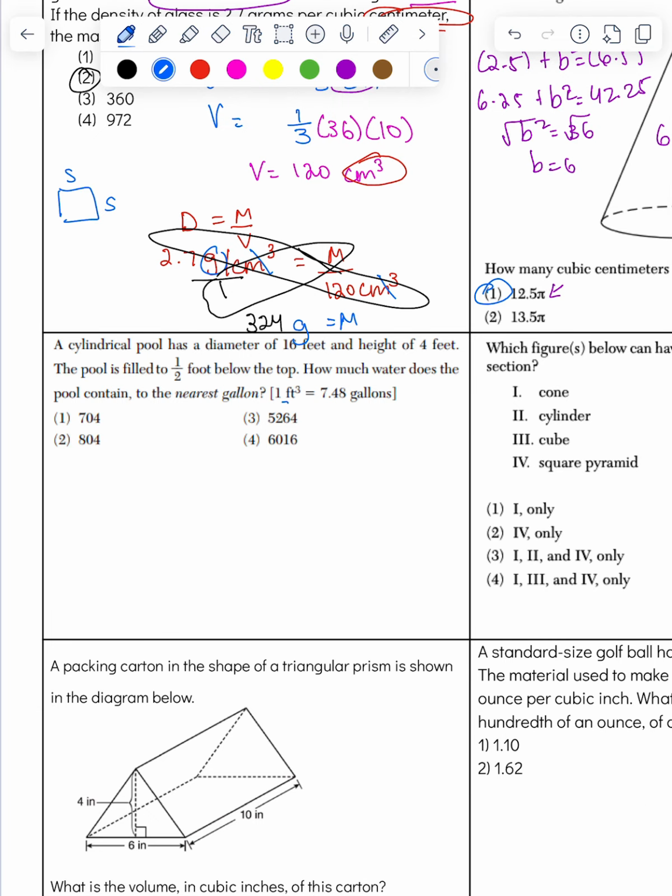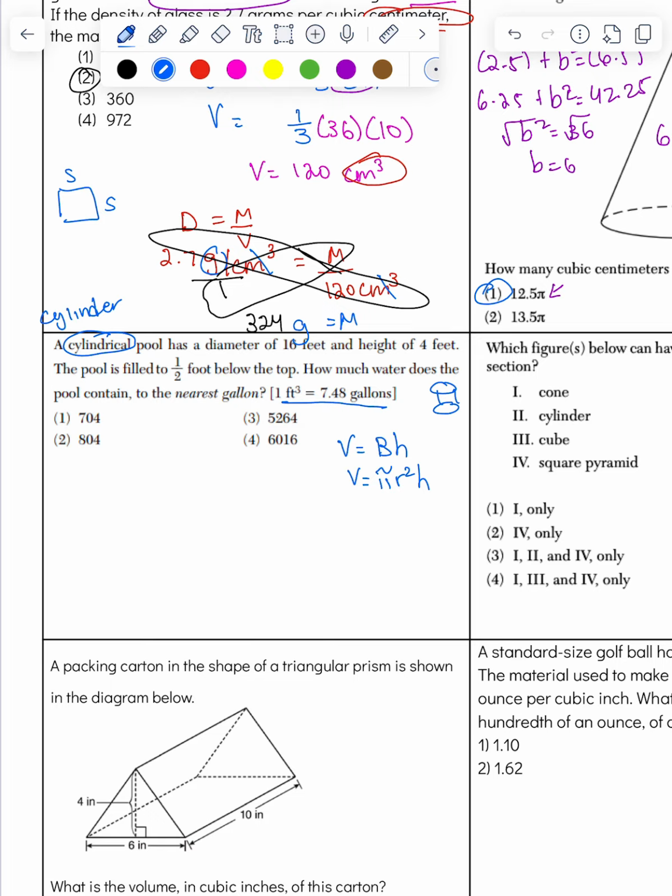In this one, we know there's going to be a conversion because they give us a conversion factor, so that means we are going to have to convert. So we have a cylindrical pool, so the shape that we're dealing with is a cylinder. So I'm going to just write down my volume of a cylinder formula, which is capital B times H. And since a cylinder does have a circular base, capital B is the area of a circle, which is pi r squared. So we have pi r squared times height.